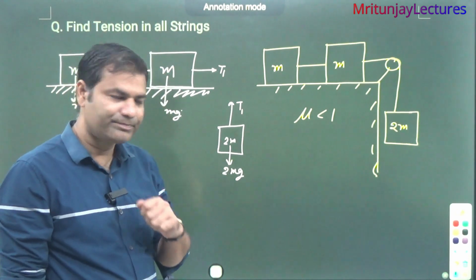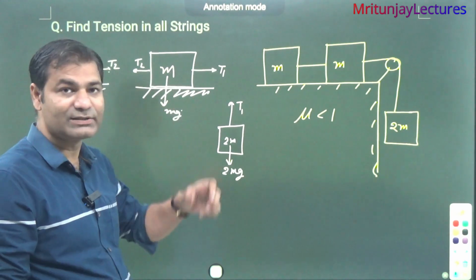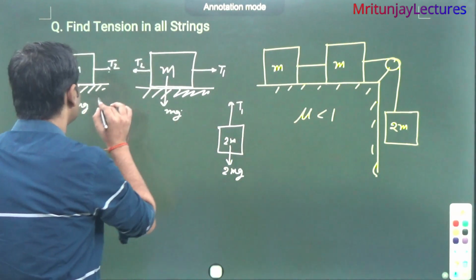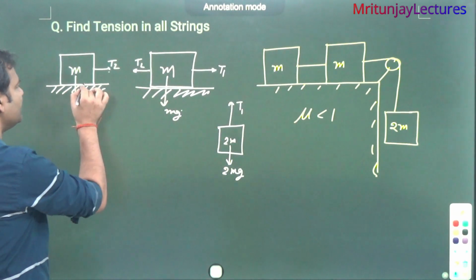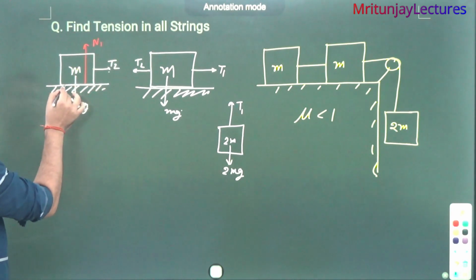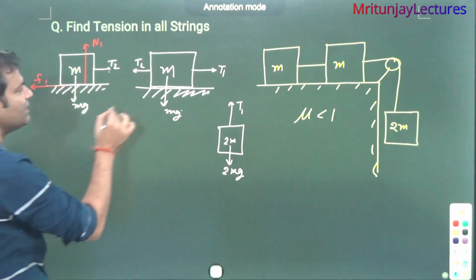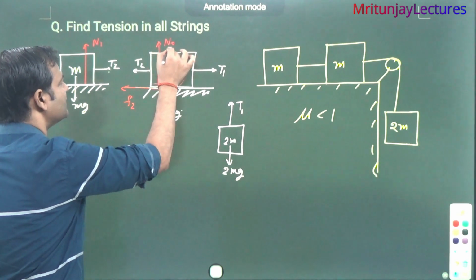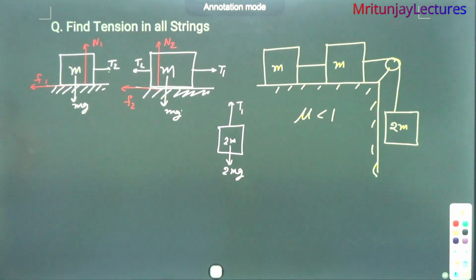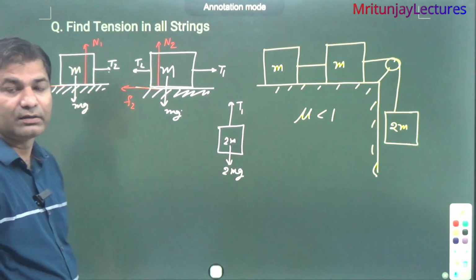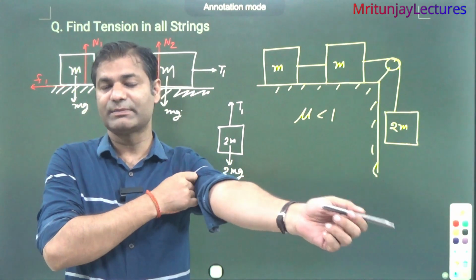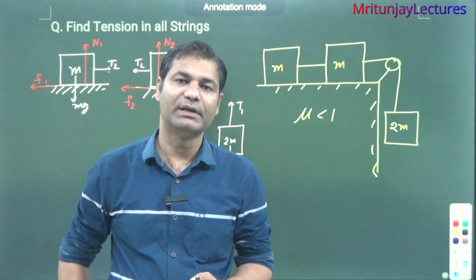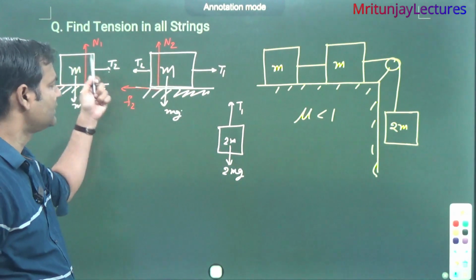After that, the surface also applies forces. Two forces. First one, here normal force N1, frictional force F1, here frictional force F2, and here normal force N2. Clear or not? If the surface is rough, then the rough surface applies two forces: first one frictional force, second one normal force. Normal force is always perpendicular to the surface. That's why I represent it like this, here N1.